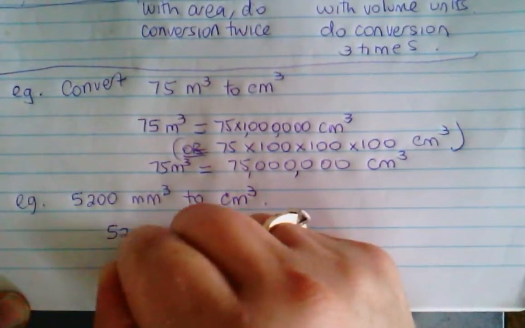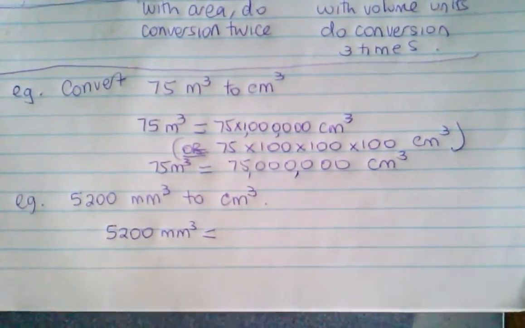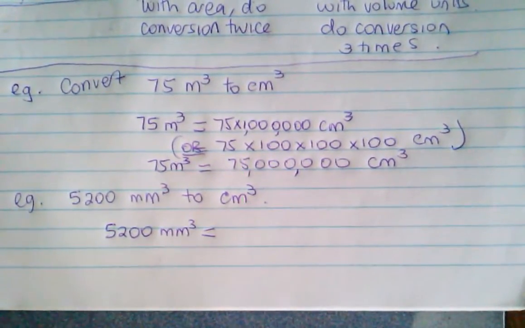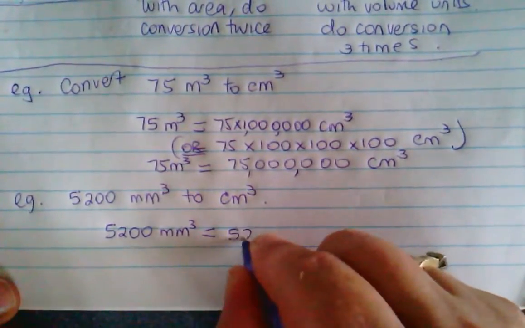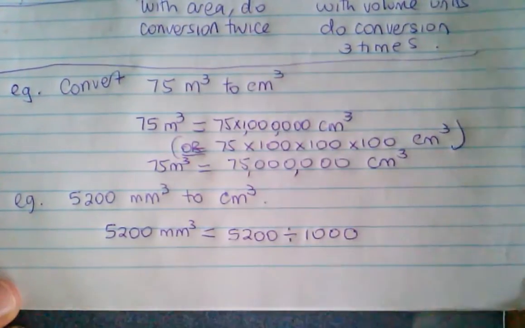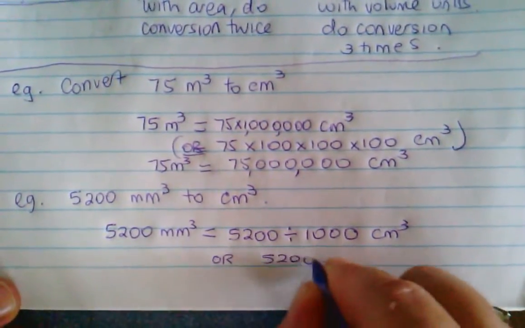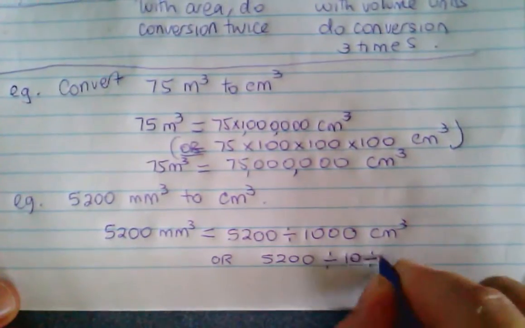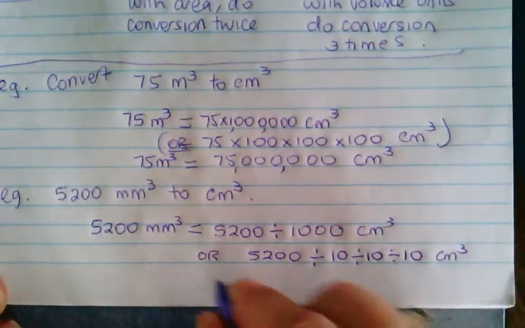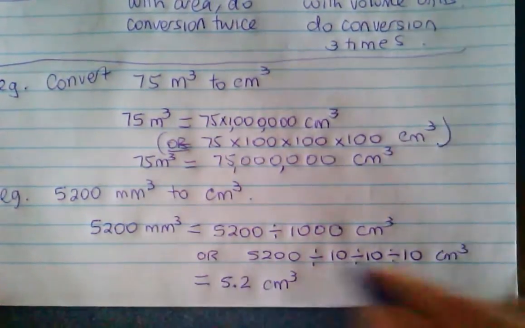The next one, 5,200 millimeters cubed to centimeters cubed. Just think to yourself, how do I go from millimeters to centimeters? Small to big. Divide by 10. Good. And how many times do I divide by 10? 3 times. So either you go once, twice, 3 times, or you could go 5,200 divide by 10, divide by 10, divide by 10. 3 times. And the answer we get is 5.2 centimeters cubed.